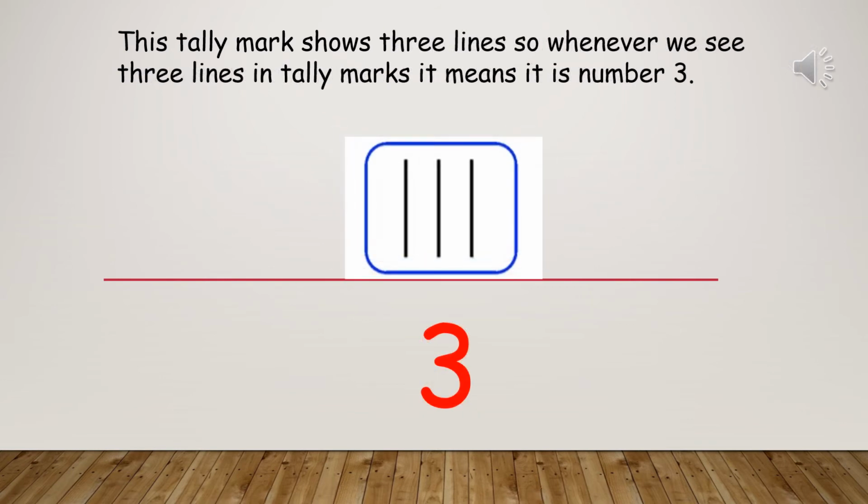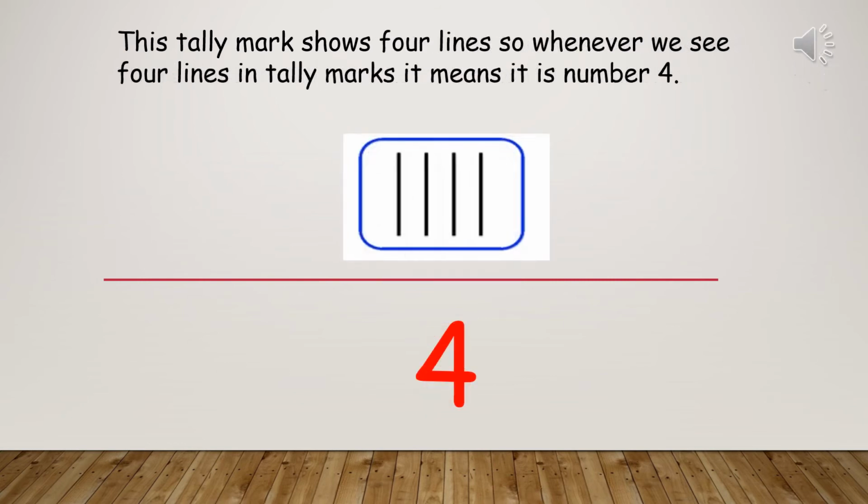This telemark shows 3 lines. So what do you think, children? What will be the answer? Yes, whenever we see 3 lines in telemarks, it means it is number 3. This telemark shows 4 lines. So whenever we see 4 lines in telemarks, it means it is number 4.